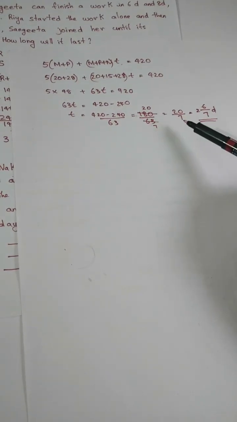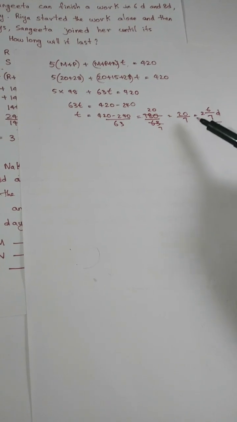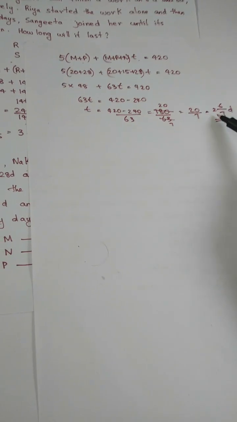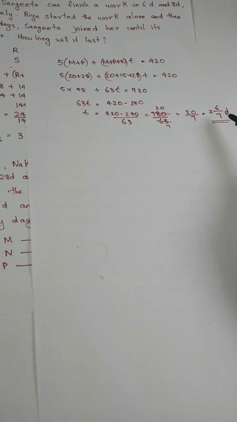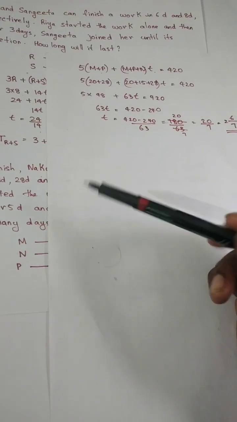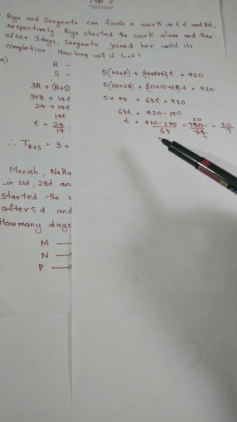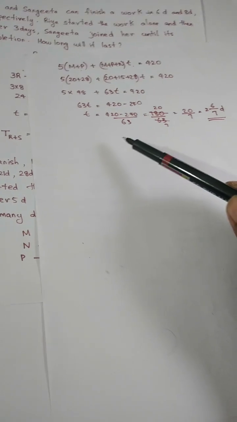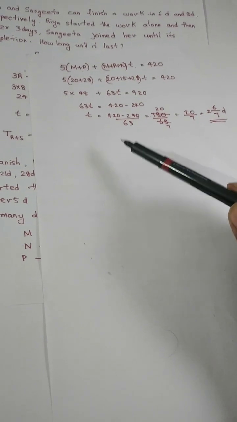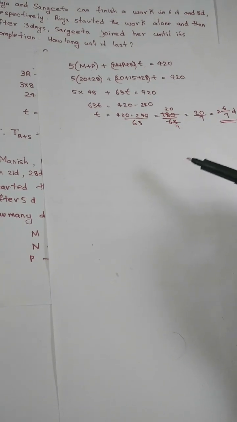So 20 divided by 7 transformed into a mixed fraction: 7 into 2 is 14, and 14 plus 6 would be 20. So 2 6/7 days would be the days Nagul joined and worked. If the question said to find the total time, it would be 5 plus 2 6/7, which is equal to 7 6/7 days, the answer. There's an exercise question for you.